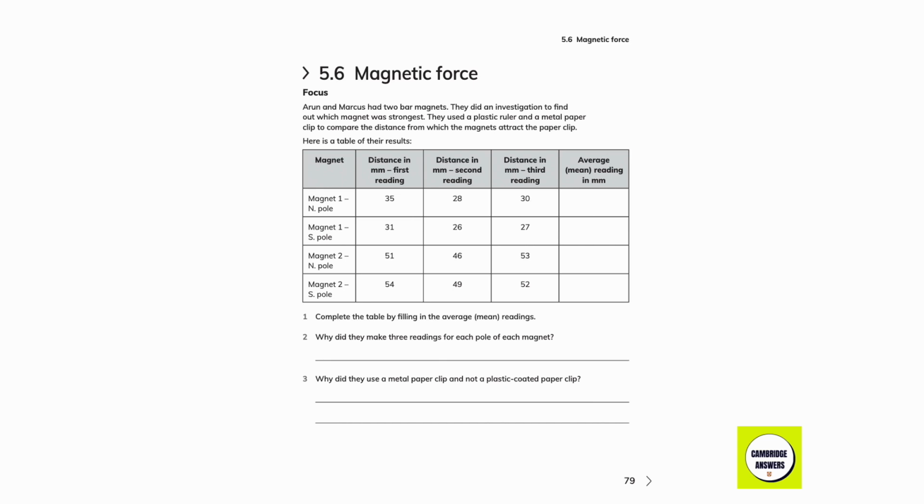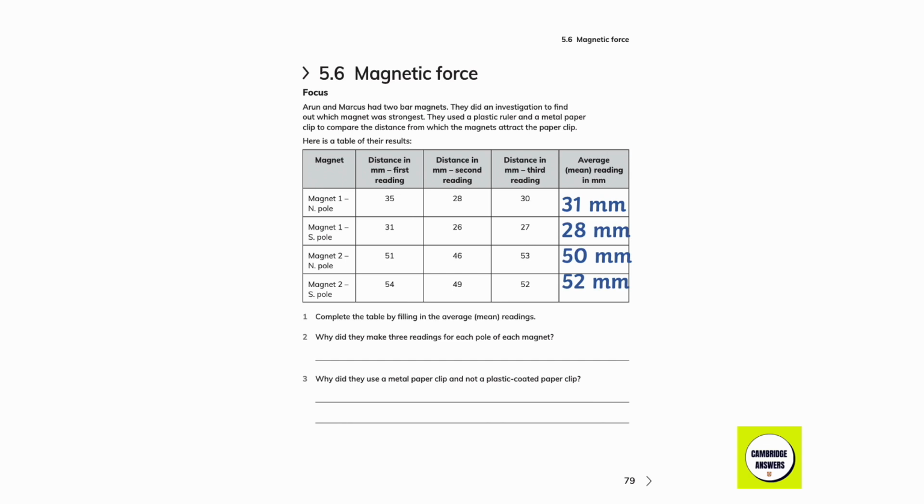Magnet 1, North Pole, distance in mm: first reading 35, second reading 28, third reading 30, average mean reading 31 mm. Magnet 1, South Pole: 31, 26, 27, the average mean reading is 28 mm. Magnet 2, North Pole: 51, 46, 53, 50 mm. Magnet 2, South Pole: 54, 49, 52, 52 mm.